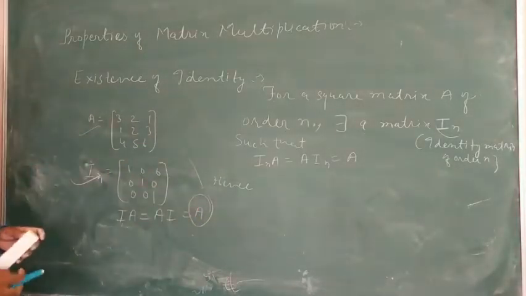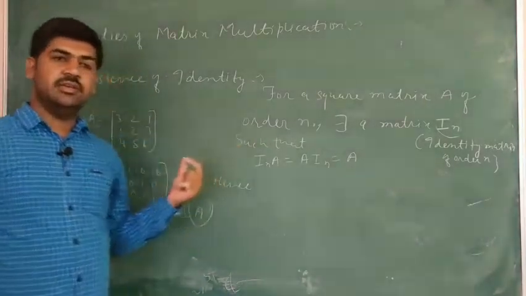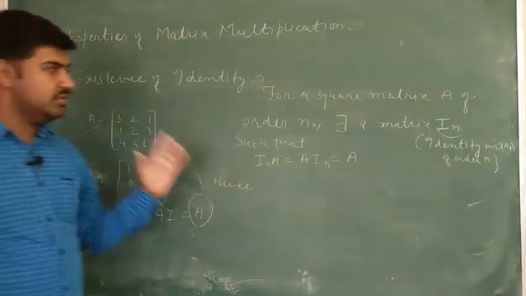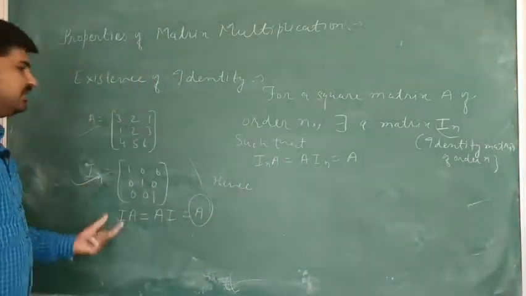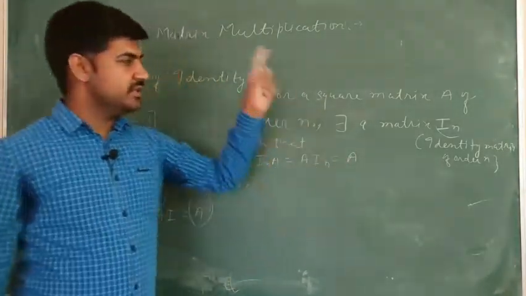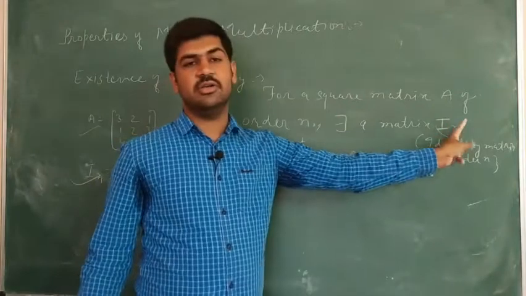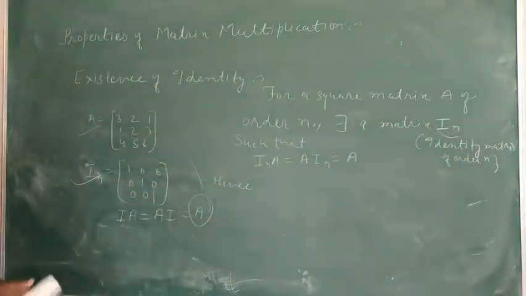So students, for a square matrix A of order n, there always exists an identity matrix of order n such that IA is equal to AI is equal to A, and hence that I_n is called the identity for the multiplication. Okay.